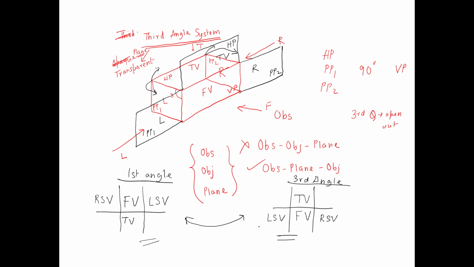The nature of the views will not be different, but the relative positioning of the views will be different. Now you see, when two orthographic views are lying in a column vertically, one below the other, then these two views have to be front view and top view. Which one is front view, which one is top view? That will depend on whether we are following first angle system or third angle system.